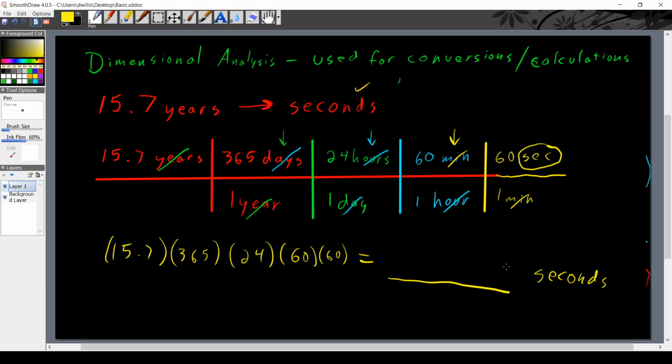All right, I hope that was helpful for you. Just a quick introduction to the metric system and dimensional analysis.